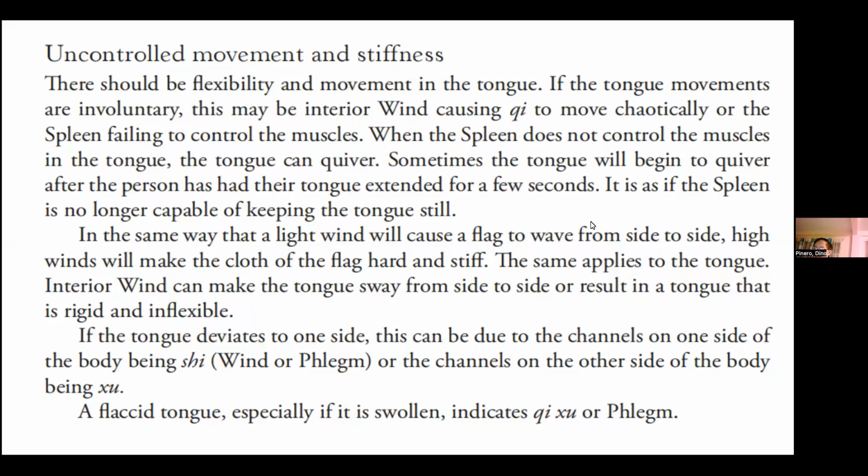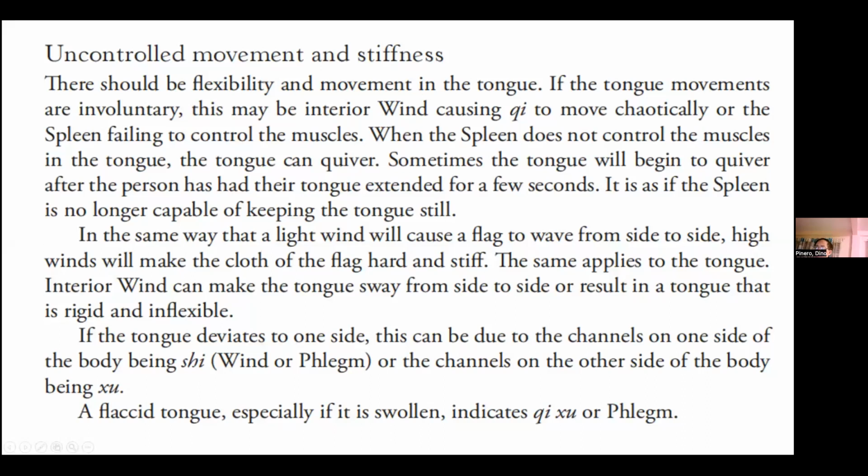If the tongue deviates to one side, this can be due to the channels on one side of the body being excess, like the presence of wind or phlegm, or the channels on the other side of the body being deficient. So dalawa lang ang pwedeng mangyari pag nag-deviate yung tongue. It could be either excess yung one side or yung other side ng tongue is deficient. A flaccid tongue, especially if it is swollen, indicates chi deficiency or phlegm.